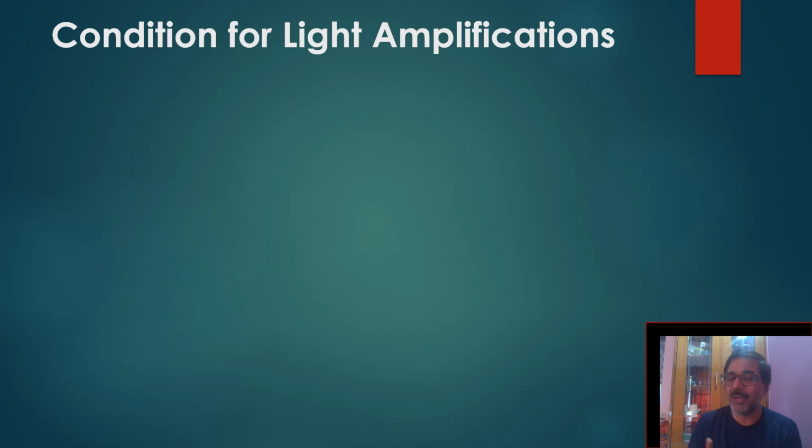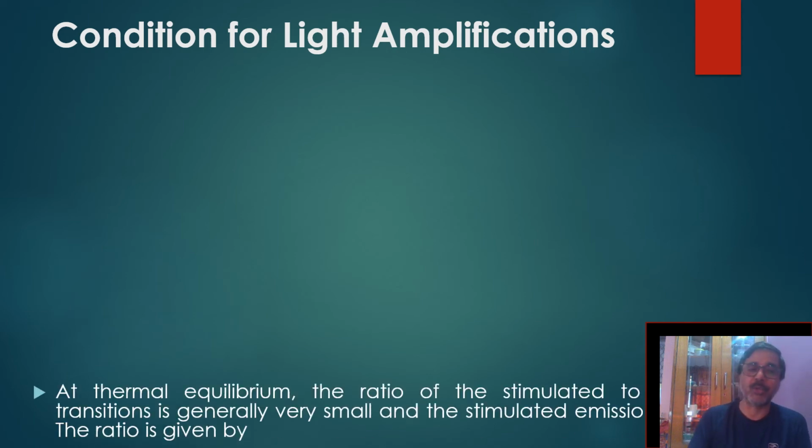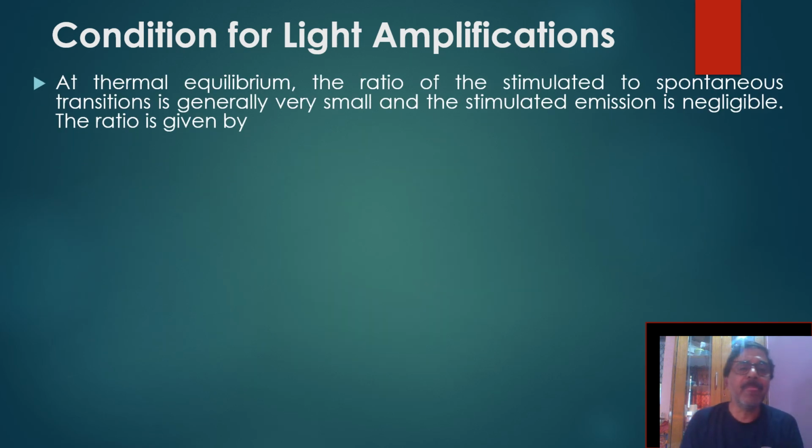We have three types of interaction. One is absorption, second is spontaneous, and third is stimulated. It means absorption and spontaneous should be minimal, and stimulation should be maximum. Then only you will have the maximum energy density available in the medium, and you are able to amplify the light. So this is what we have to understand: what we should do so that we get the amplification of the light, and this is what we are going to look into. So what we are saying, at thermal equilibrium, the ratio of the stimulated to spontaneous.